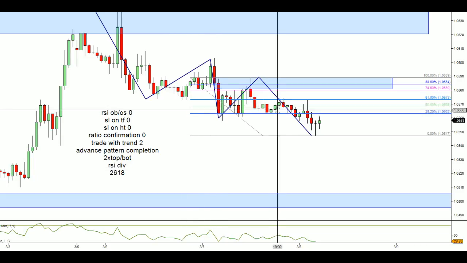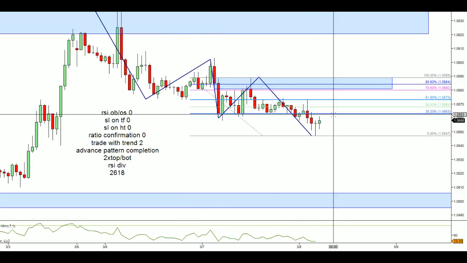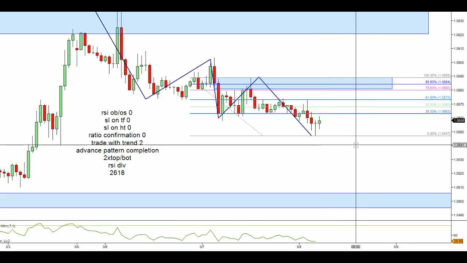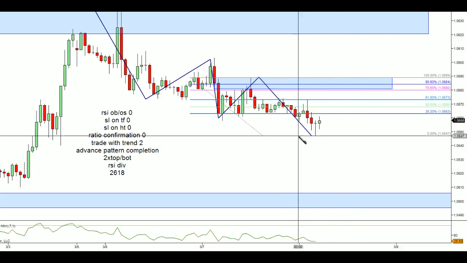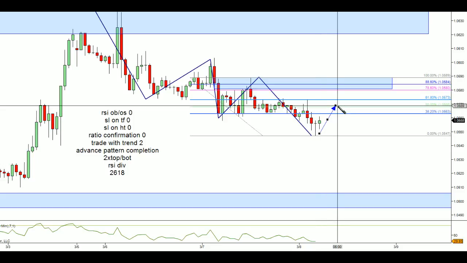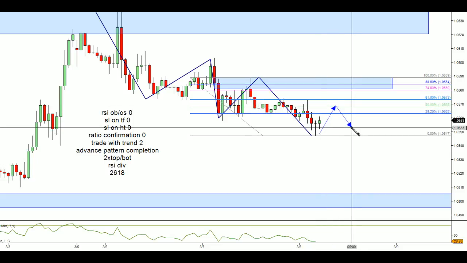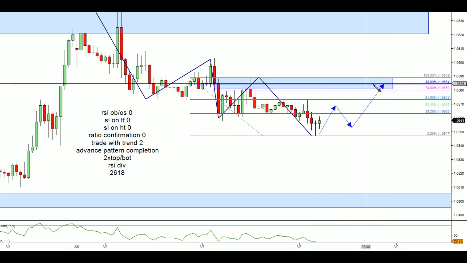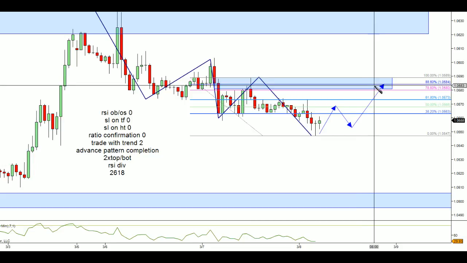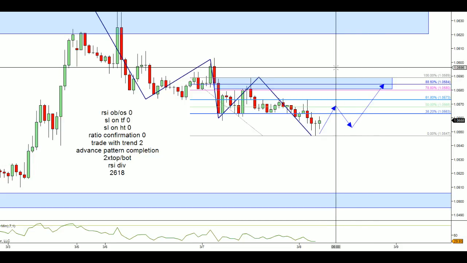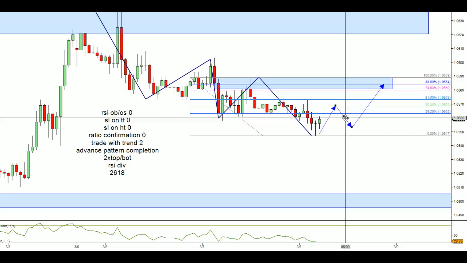Do we have an advanced pattern completion at this level? No, we do not. However, if we put in a move, something up here at least the 50% retrace, and then back up to the 886, we would have a back pattern completion in that zone. But we're not there yet. But something to keep in mind.